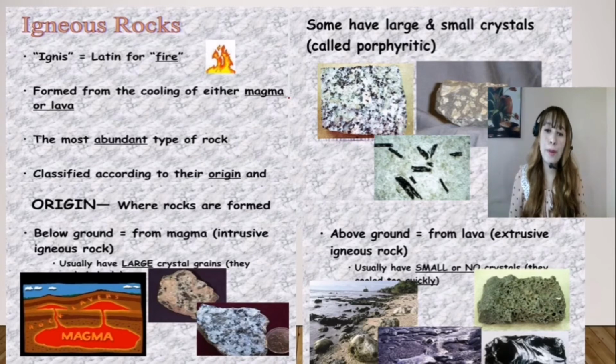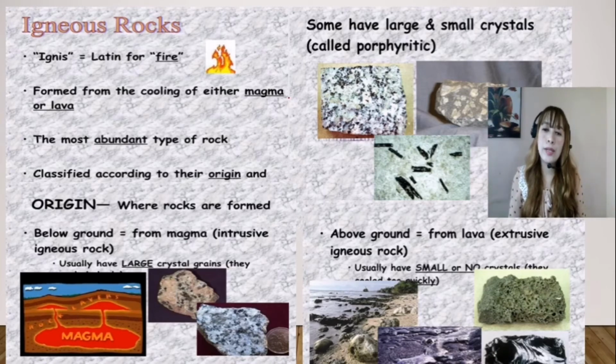So where they are formed, like for example, number one, intrusive. Intrusive rocks are formed below or underneath the ground. Usually they have large crystals because they are formed over a long period of time. That's why the crystals keep growing, and they are very visible in this type of rock.